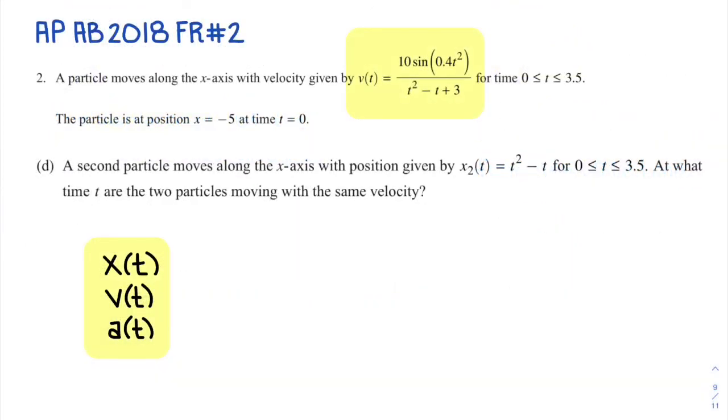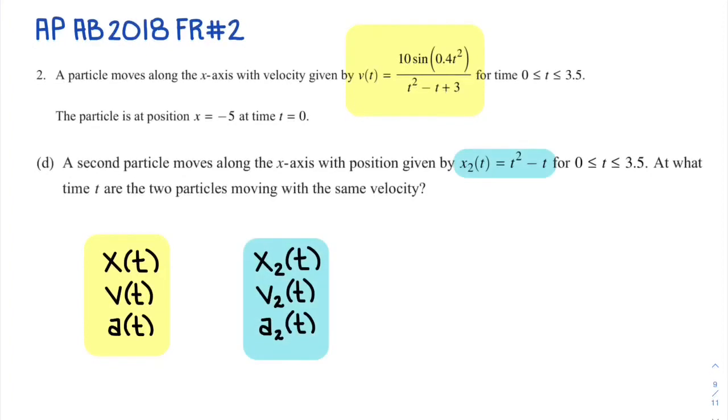In part D, let's start with notation. For the first particle, x of t represents position, v of t velocity, and a of t acceleration. For the second particle, we use a subscript 2 to represent the position, velocity, and acceleration for particle 2.